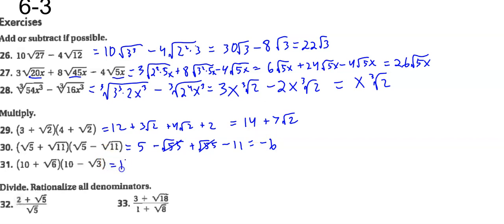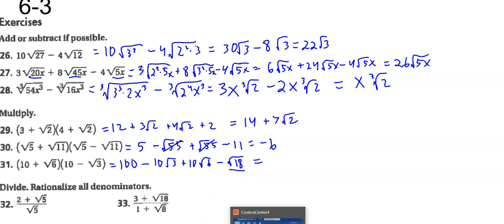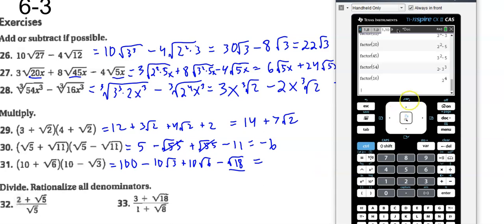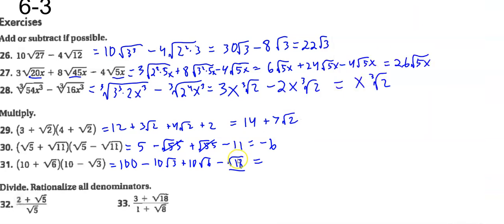Foil this one. So 10 times 10 is 100. Outside would be minus 10 root 3 plus 10 root 6 minus square root of 18. That might simplify, we'll see. Wow, it doesn't simplify very much here. I guess the only thing that could be simplified is probably that part, because none of that really goes together very nicely at all. So factor 18, 3 squared, so that'd be 3 root 2. So the only thing that can be simplified is this, which is really 3 root 2 there. And you got it.